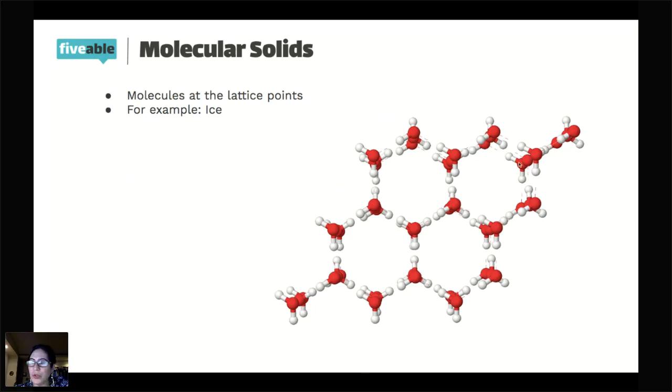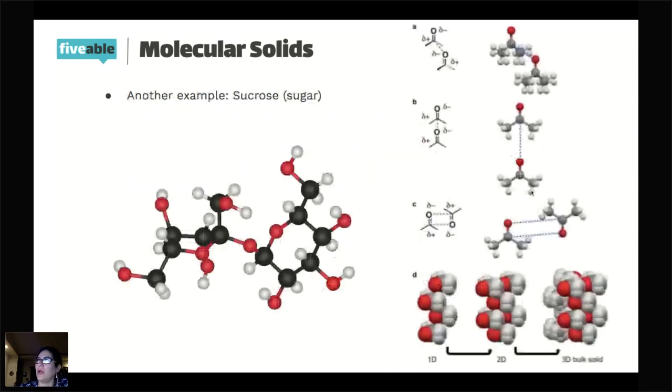Correct. Ice floats in water because it forms this open structure, so it is less dense than liquid water, and that's why ice floats in water. Excellent. Okay, another example of a molecular solid will be sucrose, like table sugar, regular sugar.